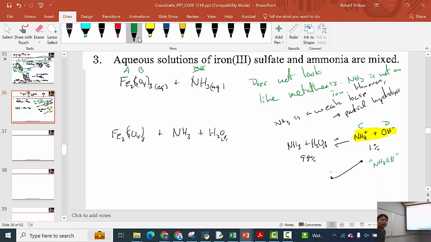So what we're going to do is treat this as if it's just ammonium hydroxide. In reality, it's ammonia and water. I mean, it's 99%. It's just a little population of ammonium hydroxide, but that little population is enough to react in this case. And so we're going to go AB plus CD. We're going to have A, the iron 3, with D, hydroxide.